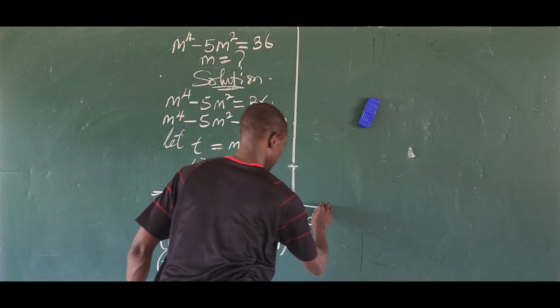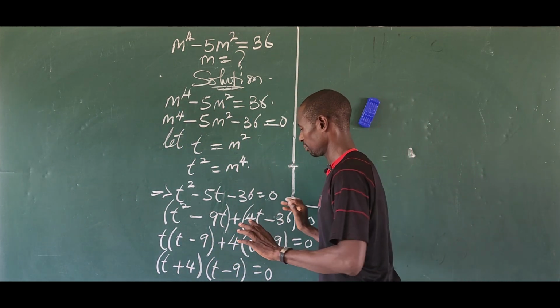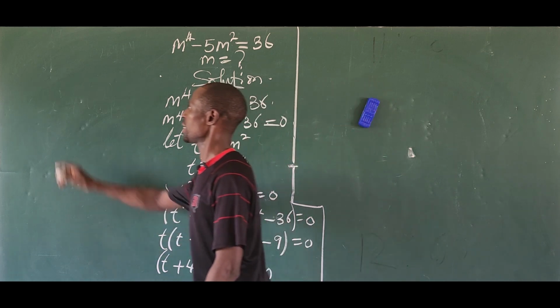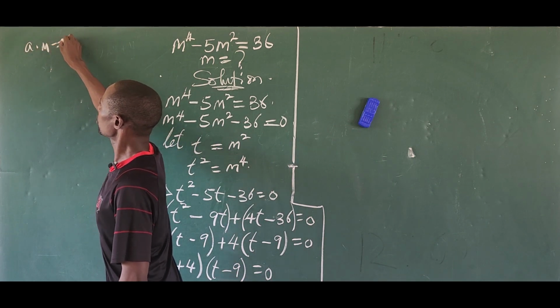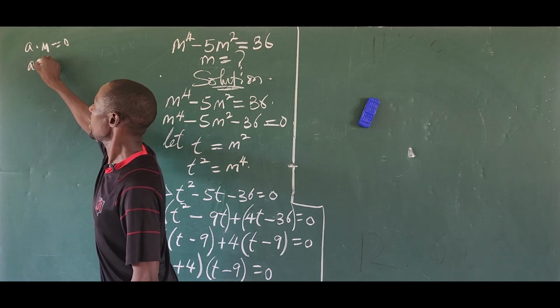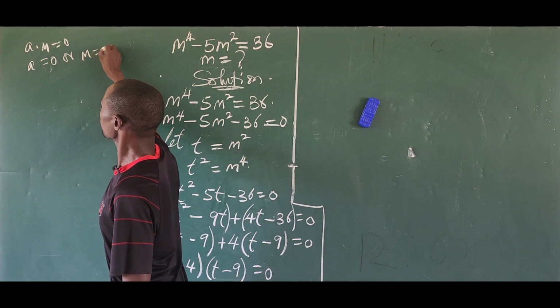Oh, that's good. So from here, there is a special law we're going to apply, which says that if you have a times m equal to 0, it means that a is equal to 0 or m is equal to 0.